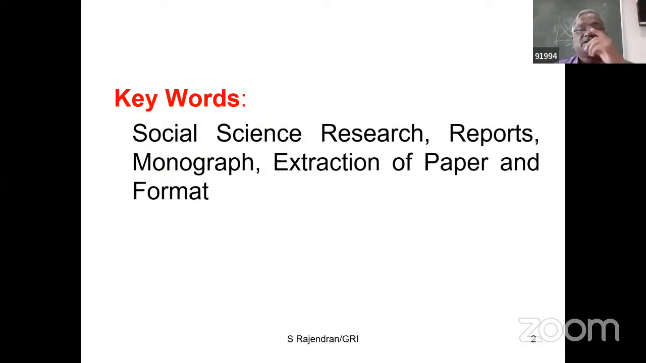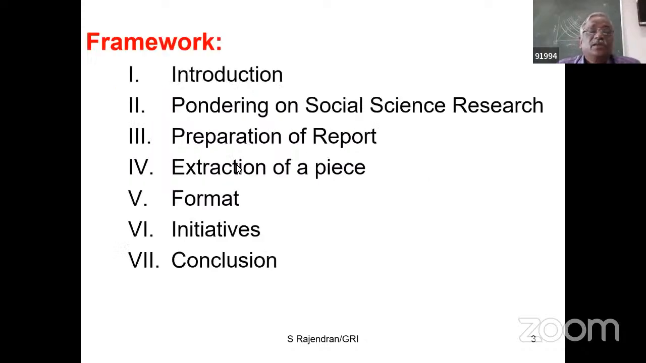Now, in this presentation, quite often I refer to social science research, humanities, reports, thesis, dissertation, mimeograph, monograph, extraction of a scientific paper and its format, etc. These are the keywords that I quite often use in the presentation. Now I have classified my presentation into 7 sections.